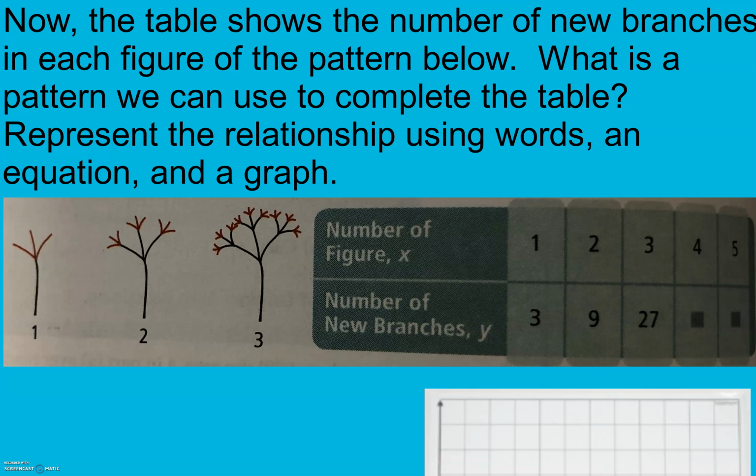Now, continuing on, section 4.3. The table shows the number of new branches in each figure of the pattern below. What is a pattern we can use to complete the table? Represent the relationship using words, an equation, and a graph.